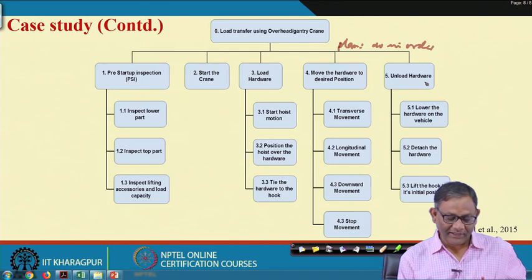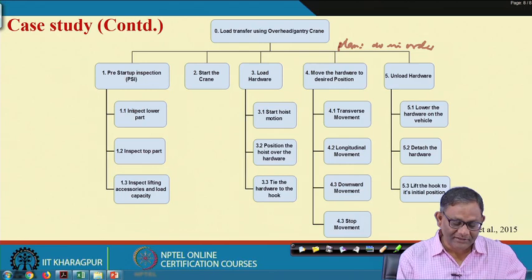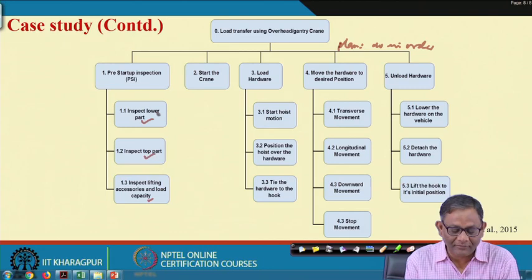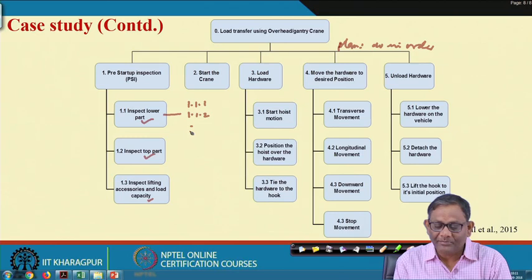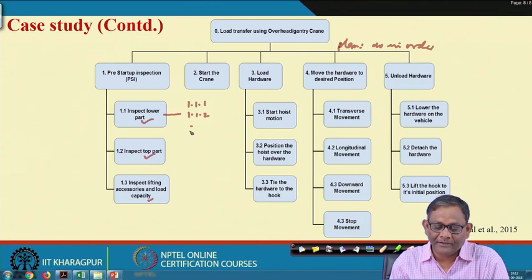Now, what is the pre-startup inspection? By saying pre-startup, is it clear? It is not clear, because what is to be inspected is important. So it is further broken down: inspect lower part, inspect top part, inspect lifting accessories and load capacity. If you say inspect lower part, there are many parts, so you have to further break into 1.1.1, 1.1.2, like this. Ultimately decomposing the overall task into subtasks, sub-subtasks, to elemental tasks. So, we have done this.